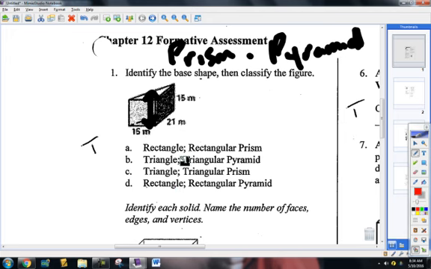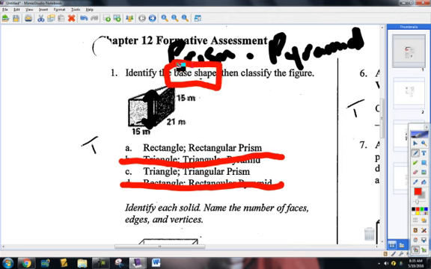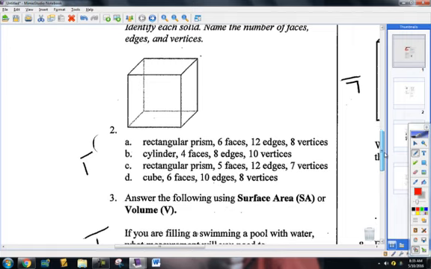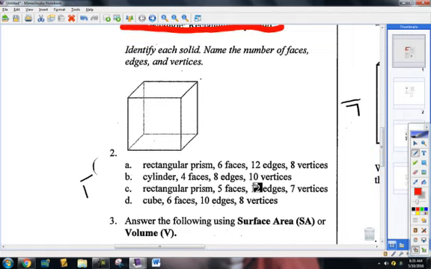So right away I know that I can get rid of both B and D because I know it's not a pyramid. And then finally, now you just got to figure out the base shape. Remember, the base shape, as William just said, is the shape that's being stretched. So we know in this case it is a triangle that's being stretched there. So that is a triangular prism. Triangular prism. Good?